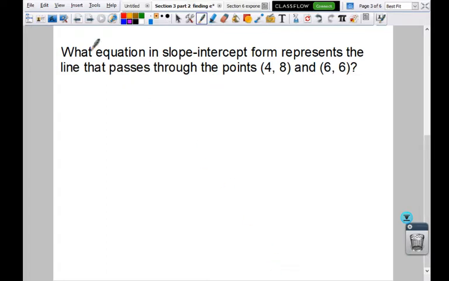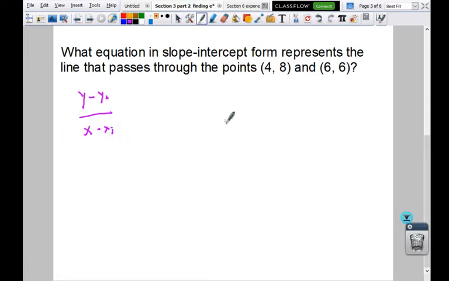Alright, Dylan, what's the first thing we're going to do? If we're going to find the equation that goes through the points (4, 8) and (6, 6). Yep, we're going to do our slope, right? So what was that equation for slope? y minus y1 over x minus x1. Alright, we're going to figure out our slope.